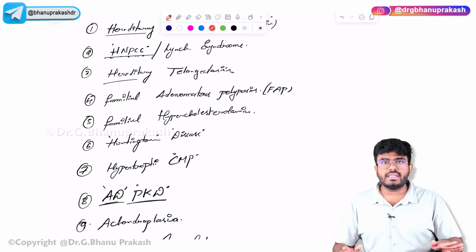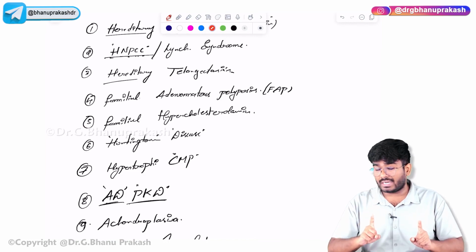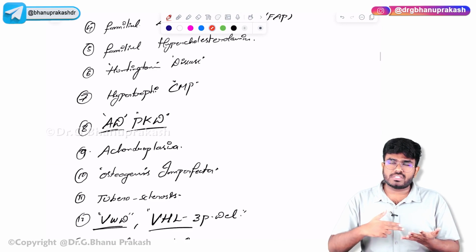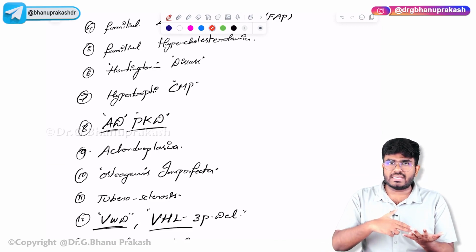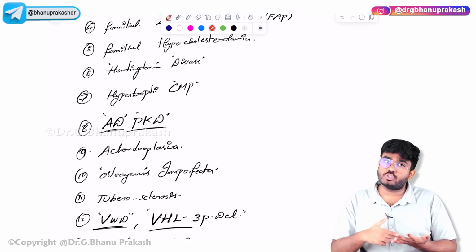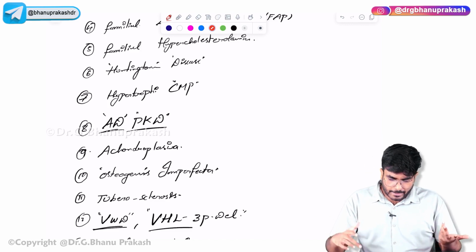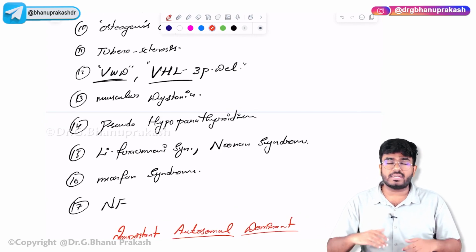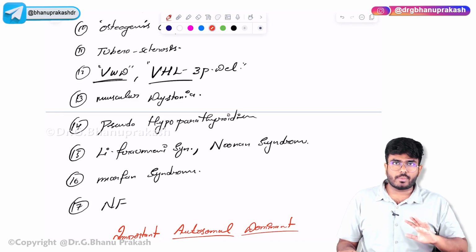Anything which starts with hereditary or anything which starts with familial. Huntington's chorea, autosomal dominant polycystic kidney disease, hypertrophic cardiomyopathy, Li-Fraumeni syndrome, Marfan syndrome, Noonan syndrome, neurofibromatosis, tuberous sclerosis, osteogenesis imperfecta, achondroplasia, von Willebrand disease, von Hippel-Lindau disease, pseudohypoparathyroidism. All these are examples of autosomal dominant conditions.